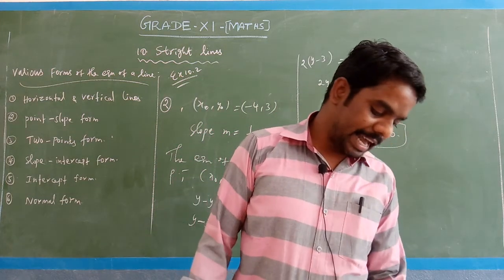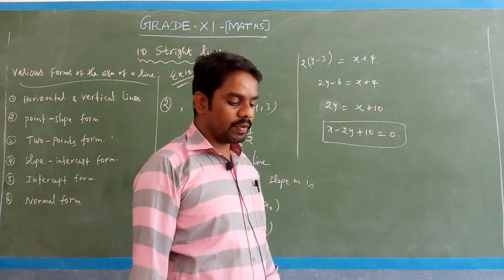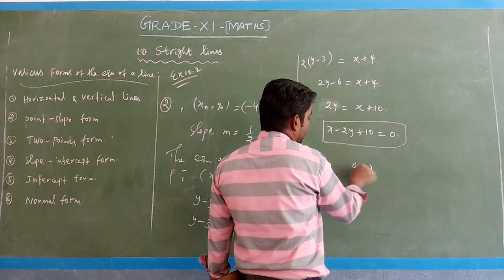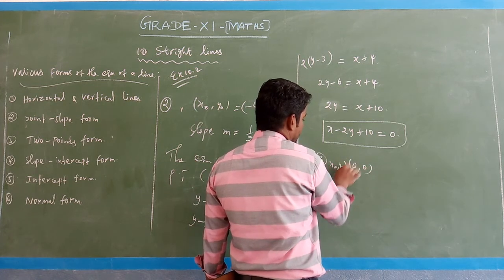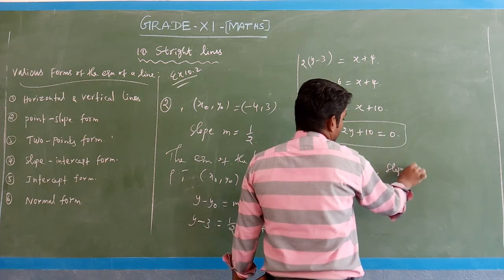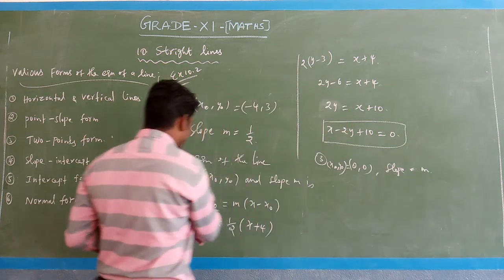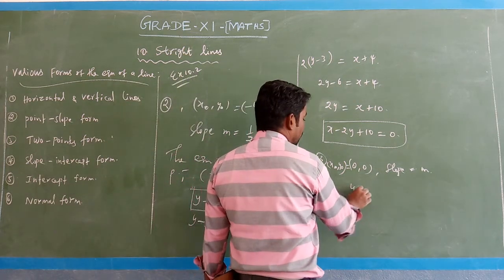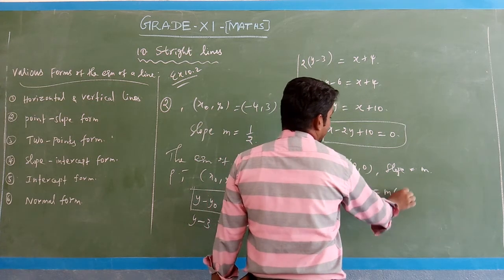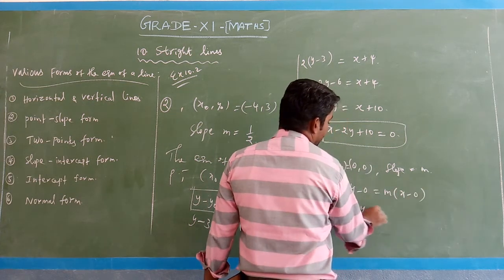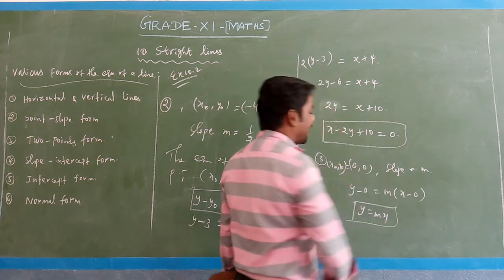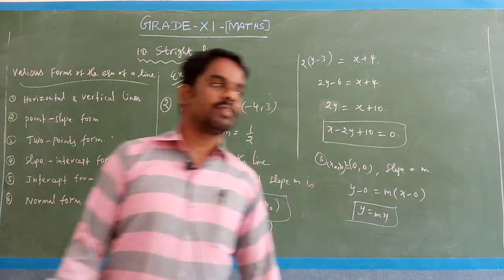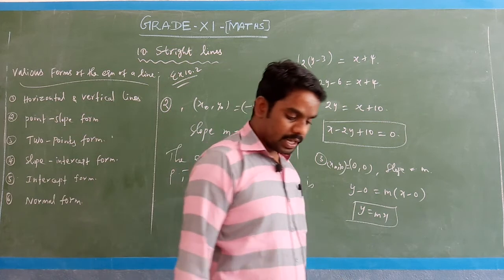And the third question is the same, so homework. The line passes through 0 comma 0 with slope m. This is x0, y0, and the slope is m. So use the same formula, y minus y0 equal to m into x minus x0. Here y0 is 0 and x0 is 0, so y equal to mx. Therefore the equation of the line passing through the origin with slope m is y equal to mx. Third question done. Next, the fourth question.